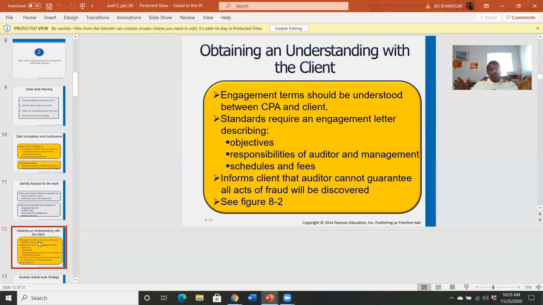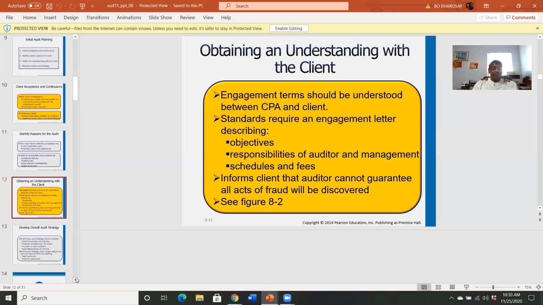So there is a chance that we could come up with the wrong conclusion. I'm not going to get into the bell-shaped curve and all of that, but there's a likelihood that we could come to the wrong conclusion. The public are not that knowledgeable about that. They think that once we sign off on that audit, everything is fine and dandy.